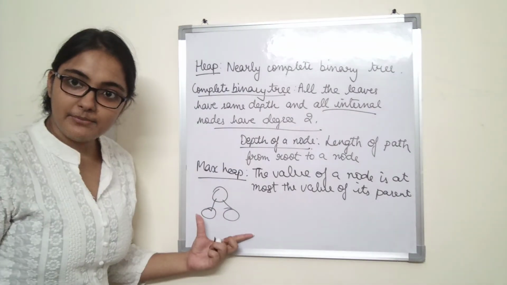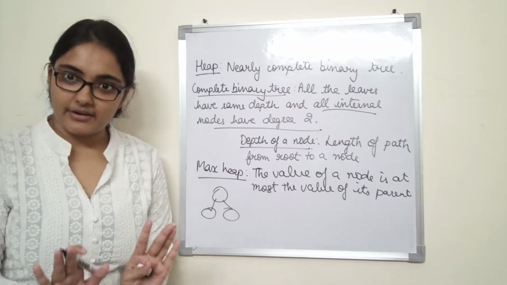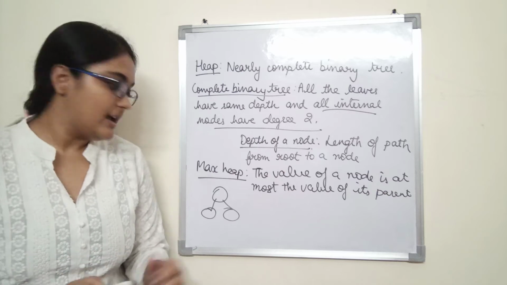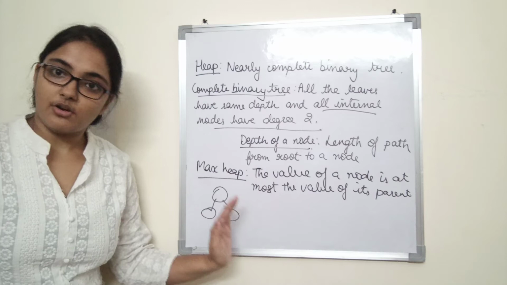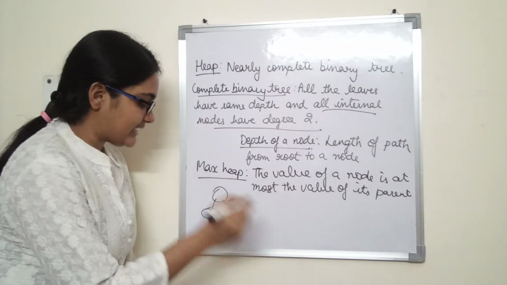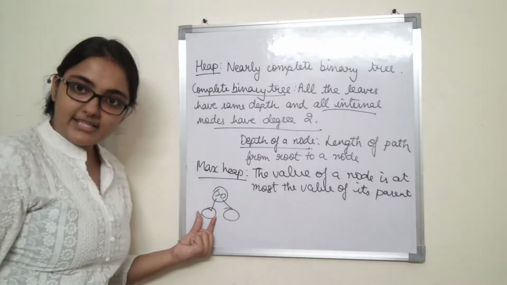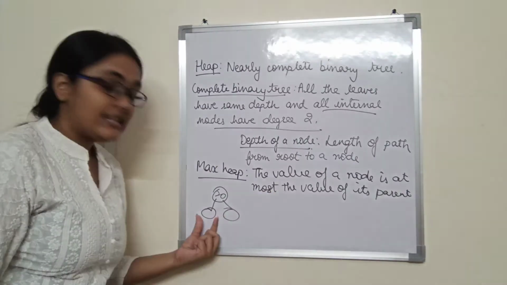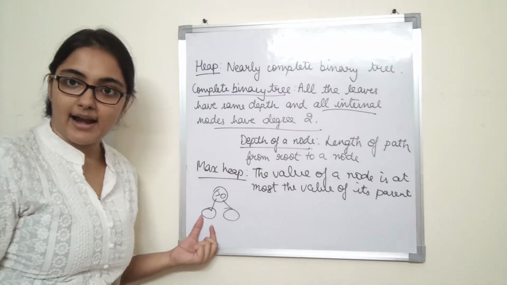This is a nearly complete binary tree. If a binary tree is complete, it is already nearly complete. If it is not complete, then we have to look for nearly complete. It is just that the levels need to be filled from left to right. So now the value of a node is at most the value of its parent. Let us say the value of a parent is 20. So the value of this node has to be at most the value of its parent, meaning the value of this node can be at most 20 and not greater than that.